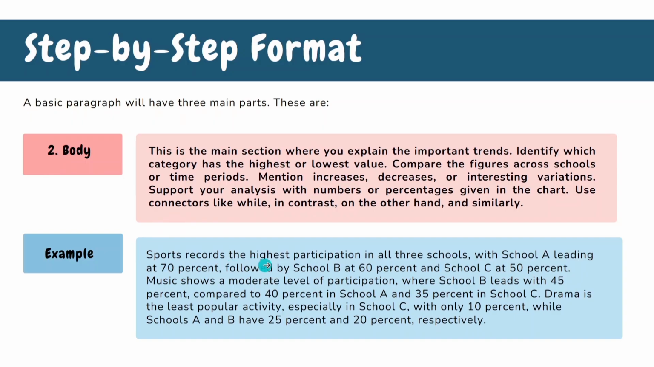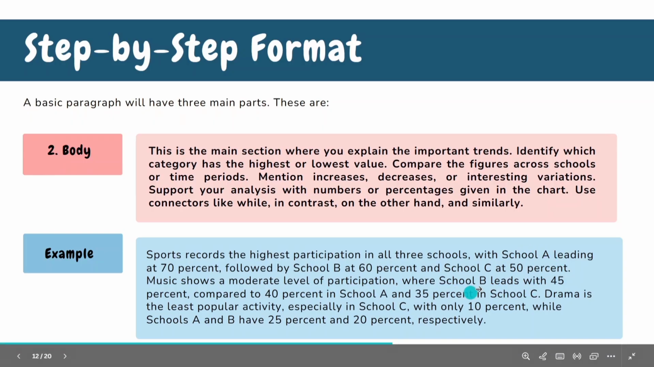Sports records the highest participation in all three schools, with school A leading at 70%, followed by school B at 60%, and school C at 50%. Now this is the highest one, as I told you that you have to talk about the highest and the lowest values. So among all the events, sports is having the highest participation, followed by music. Then it's having a medium level of participation. Here school A leads and here school B leads. So that is a difference. That is a variation that you have to mention.